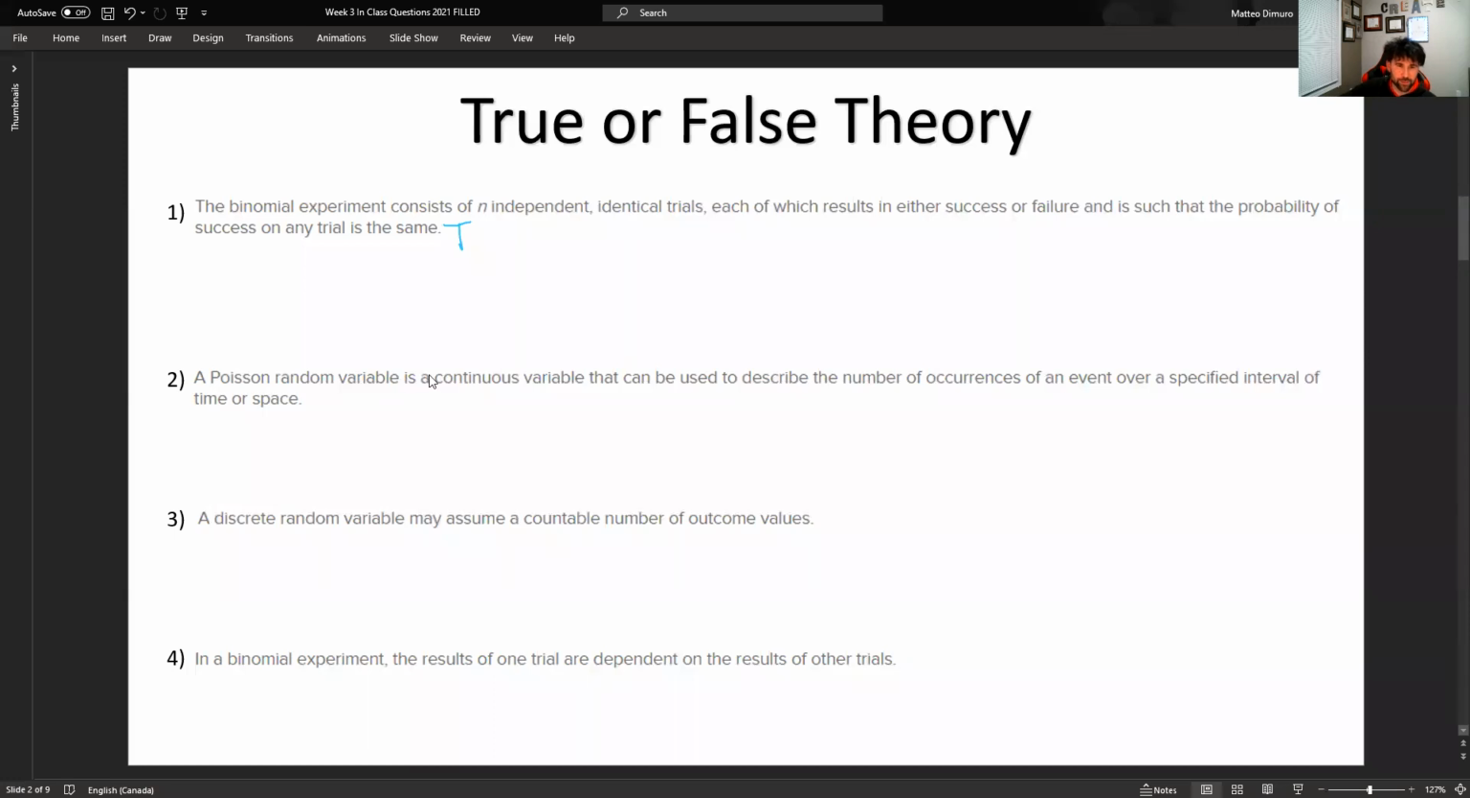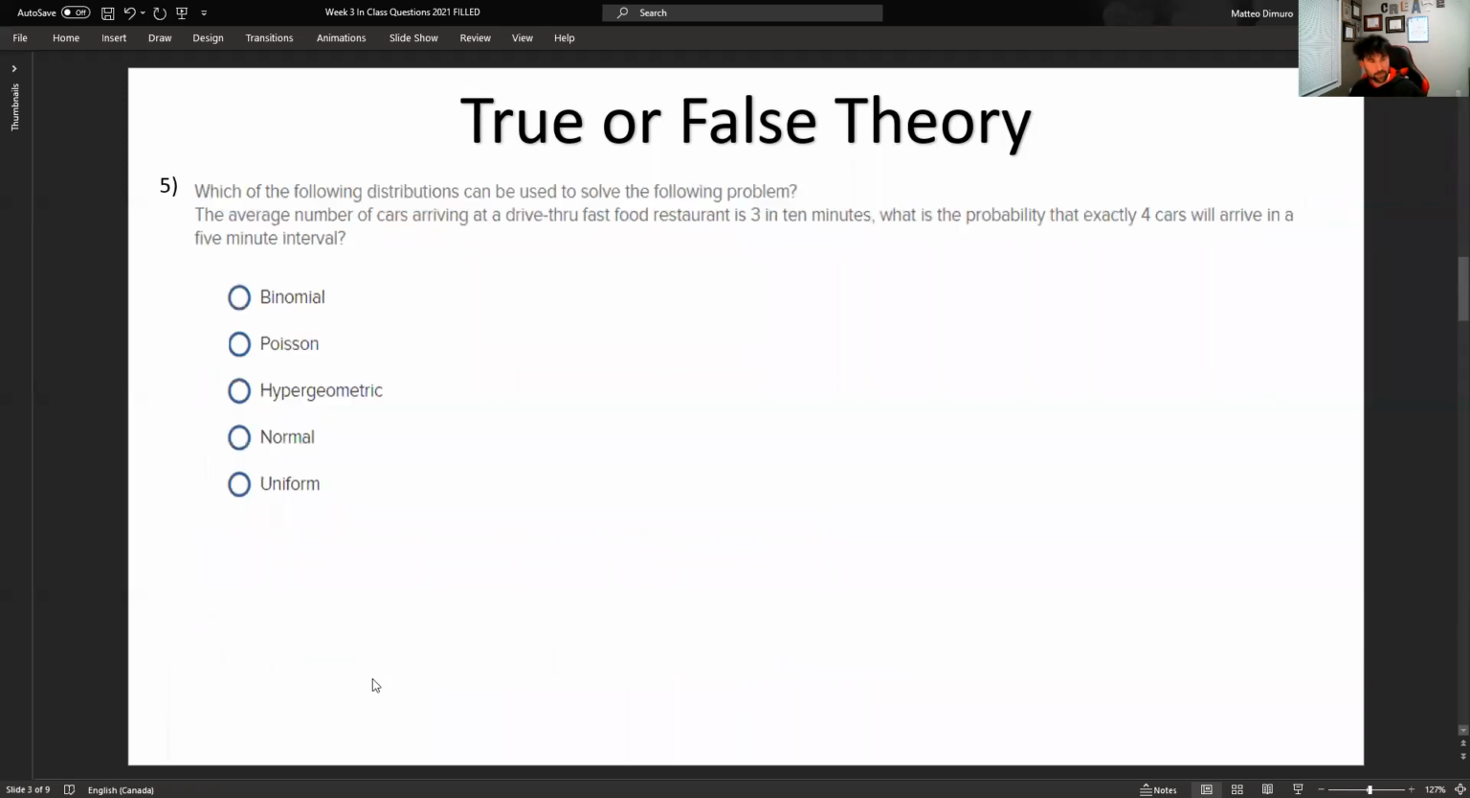Number 2, a Poisson random variable is a continuous variable that can be used to describe the number of occurrences of an event over a specified interval of time or space. That one's just slightly off. So if you go check out the definition in our notes, this one's false. 3, a discrete random variable may assume a countable number of outcome values. That is true. Okay, so discrete variables are countable. 4, in a binomial experiment, the results of one trial are dependent on the results of other trials. No, that's false. They are independent.